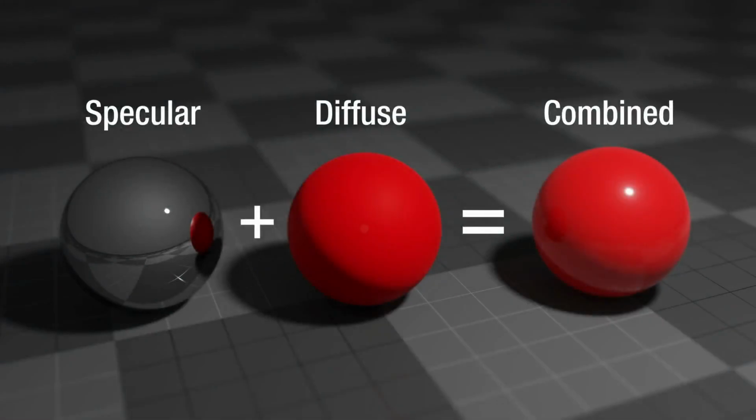Most materials around us are a combination of specular and diffuse reflection. Here's a chrome ball that only has specular reflection, and here's a matte ball that only has diffuse reflection. If we combine them, we get something like this billiard ball, specular plus diffuse reflection.